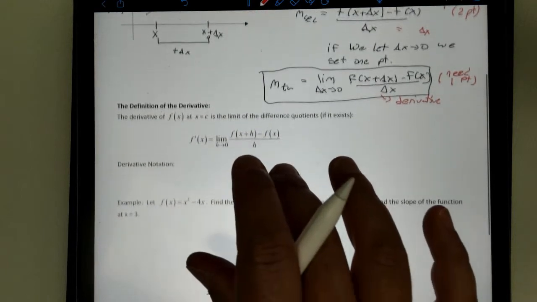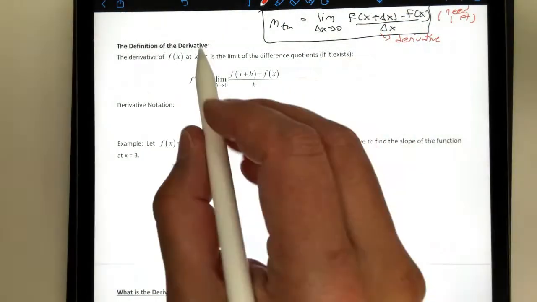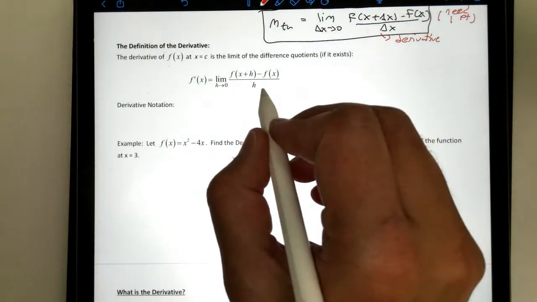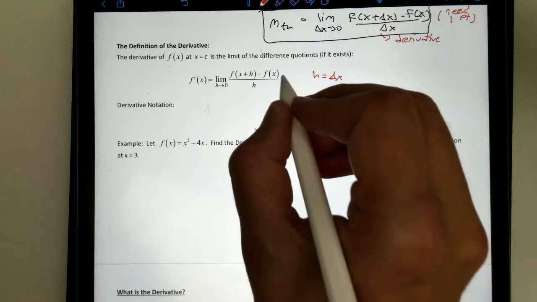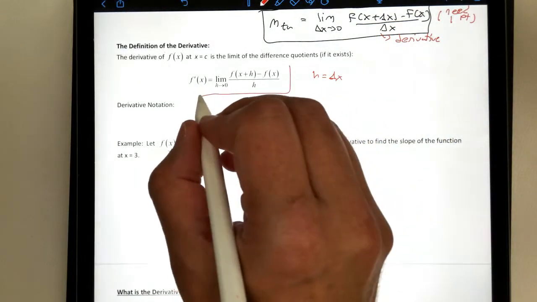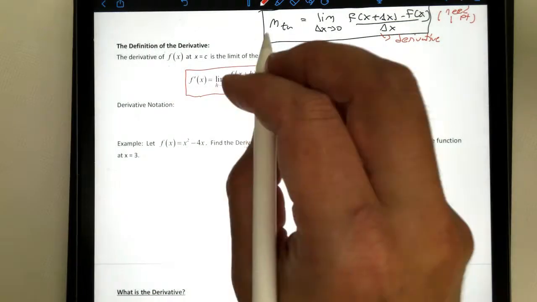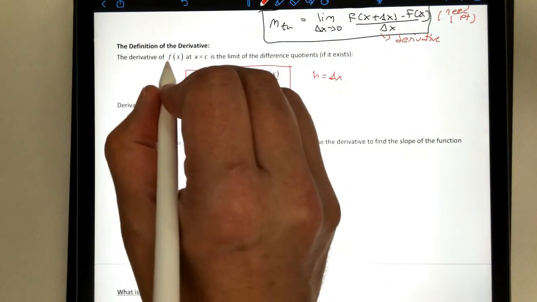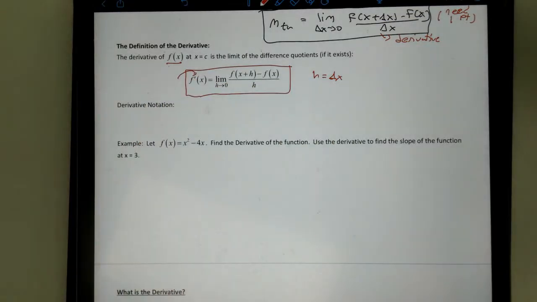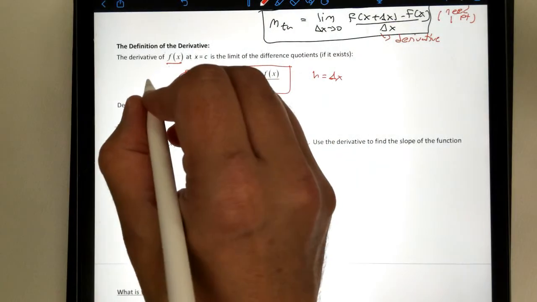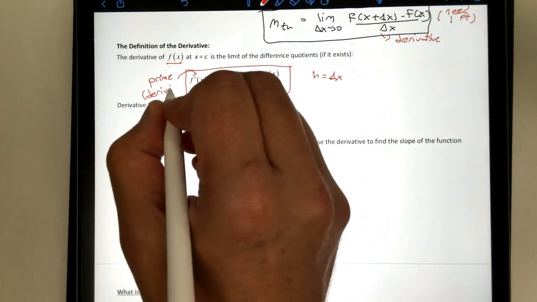So let's talk about the derivative. Now we're going to make it a little bit easier for us to work with. For example, we're going to use h instead of delta x. So we're going to let h equal delta x, and that just makes it a little bit easier for us to work with. Also, where f of x is a function, over here you see this little apostrophe. We call that a prime, and that prime means we're talking about a derivative.